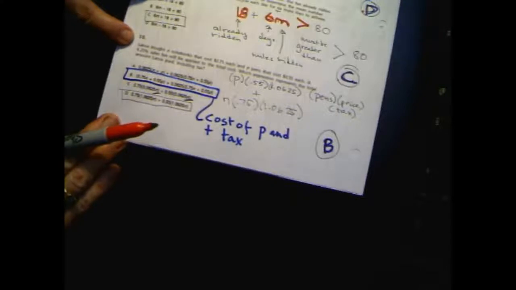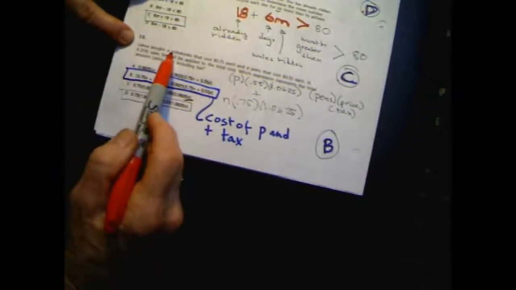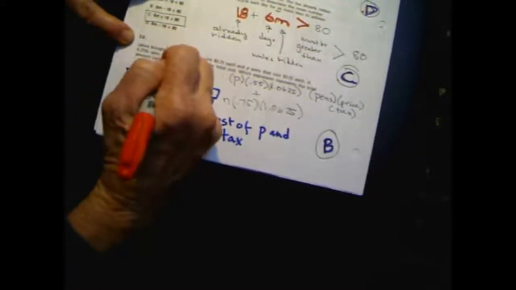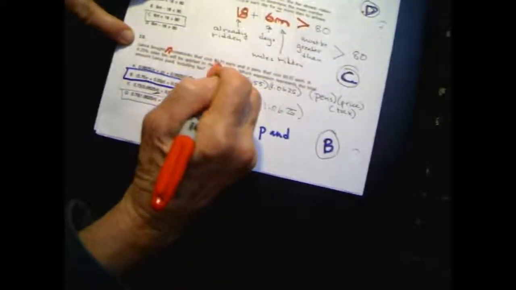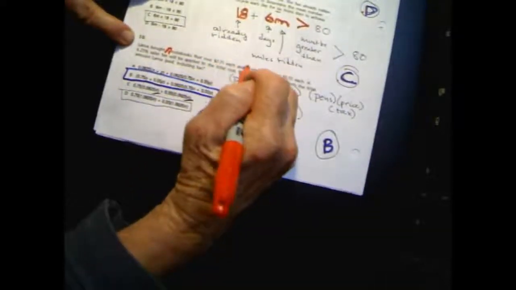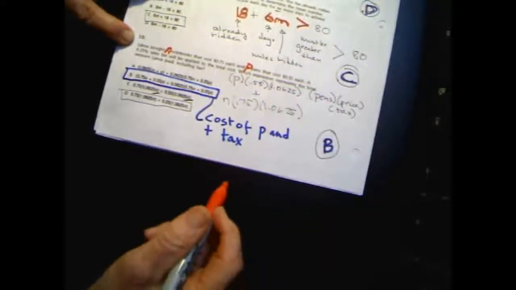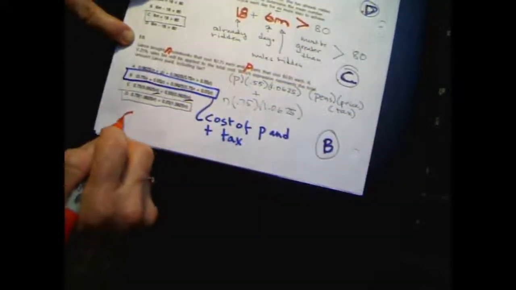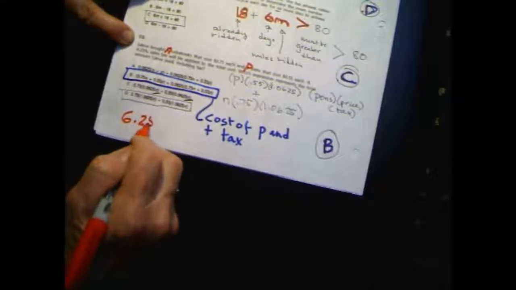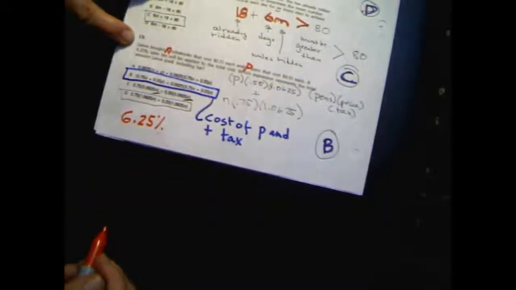Number 10. Lance bought N notebooks. So N for notebooks. And the cost is 75 cents each. And P pens, the cost is 55 cents each. A tax of 6.25% has to be added on to the total price.